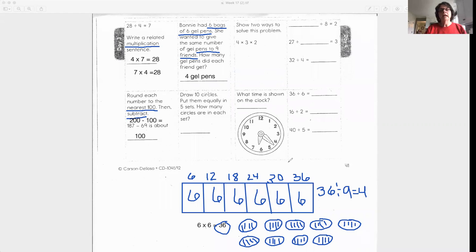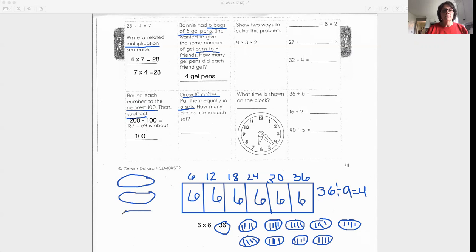Okay, let's look at the next one. It says draw 10 circles and put them equally in 5 sets. Okay, so 10 circles total, and I'm going to put them equally in 5 sets. So I'm going to draw 5 sets over here.